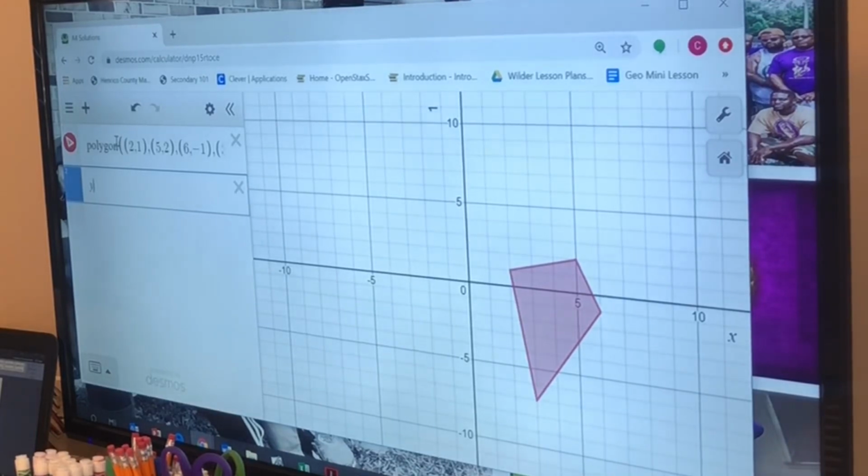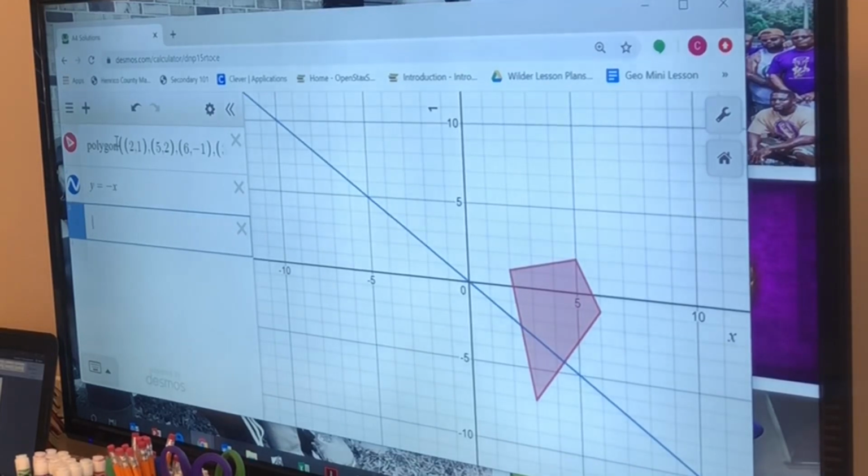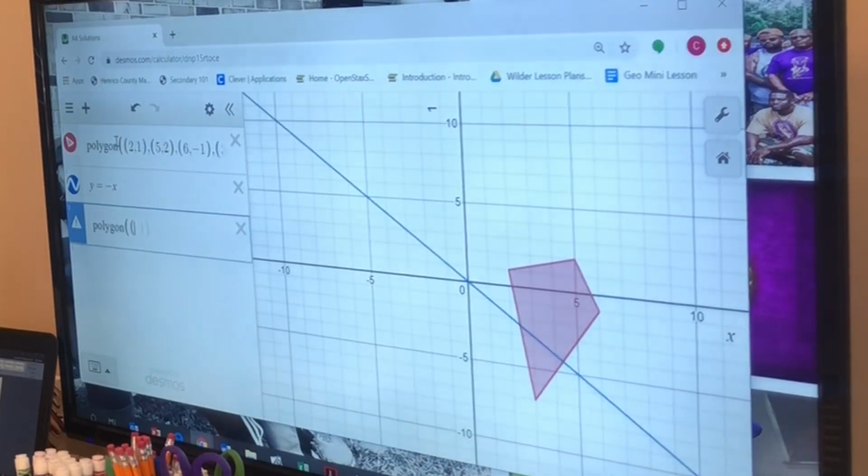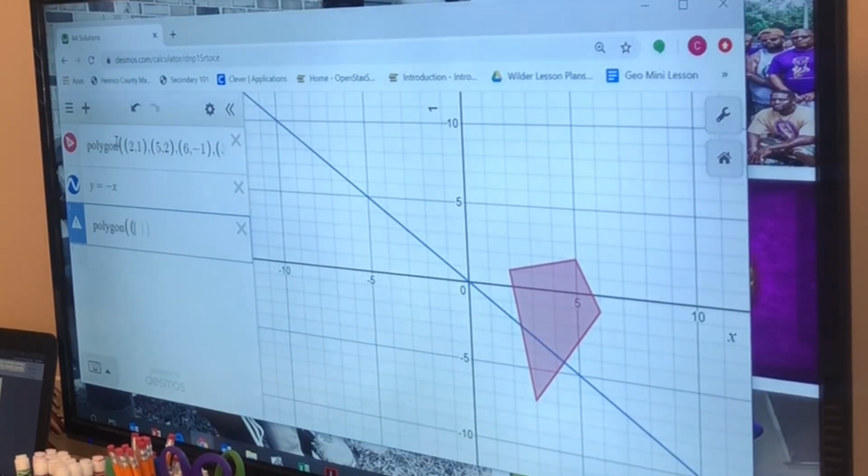Now my goal is to reflect it across y equals negative x. The only thing you have to understand right now is the rules for reflection. So I'm going to type polygon in again, and the rule for reflection across y equals negative x says to interchange y and x and make them both negative. So if I interchange 2 and 1 and make them both negative, that becomes (-1, -2). Close that parentheses. Let's go to the next one.